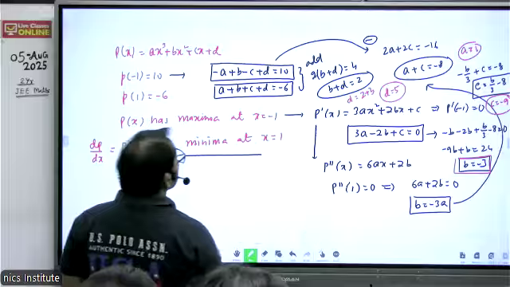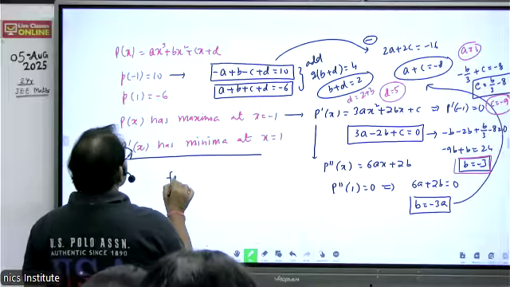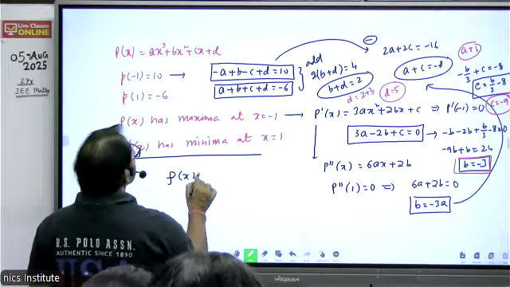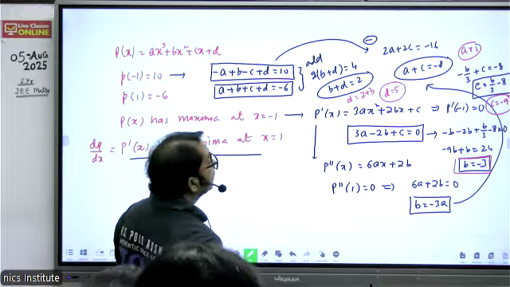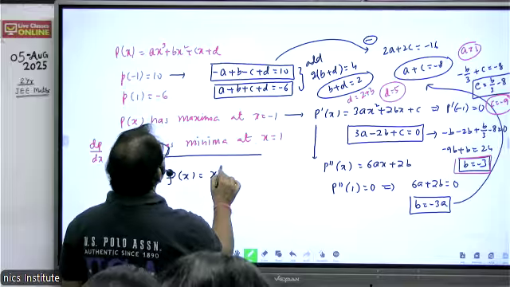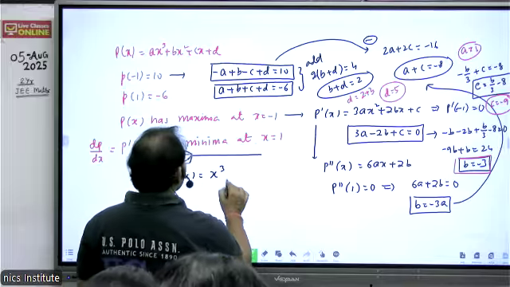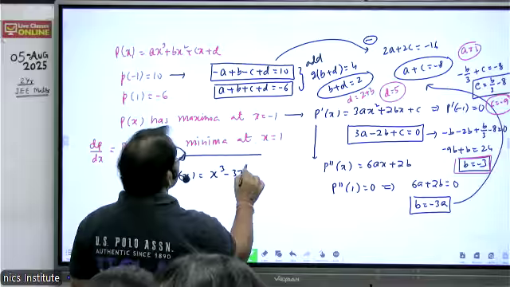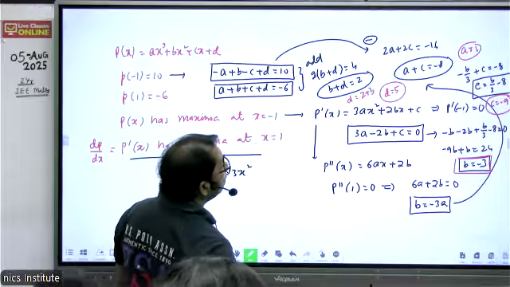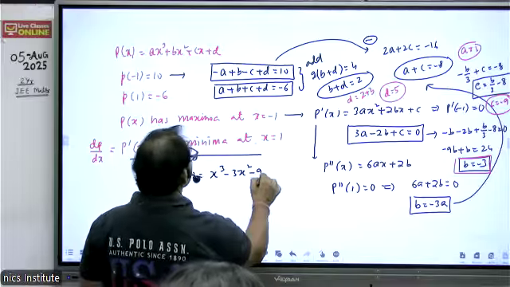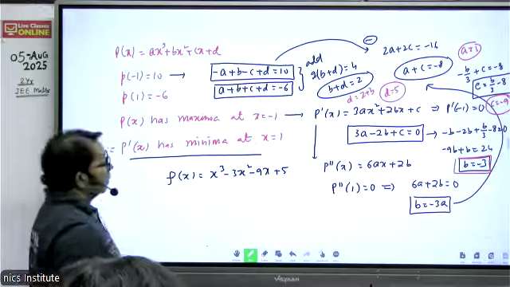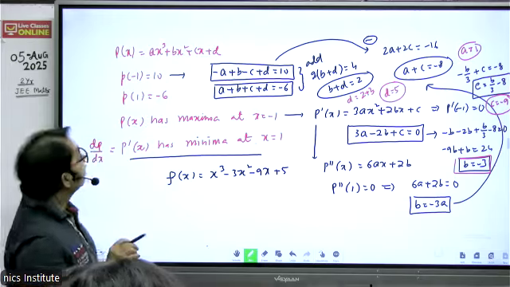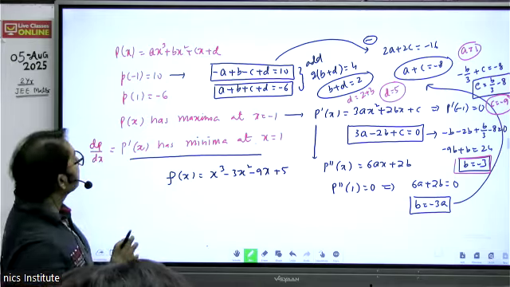ठीक है. So the polynomial is ax cube, that is x cube, a is 1. Bx square, b is -3. C is -9. And d is 5. This is your function. Now we have to find point of minima, because point of maxima you already have.